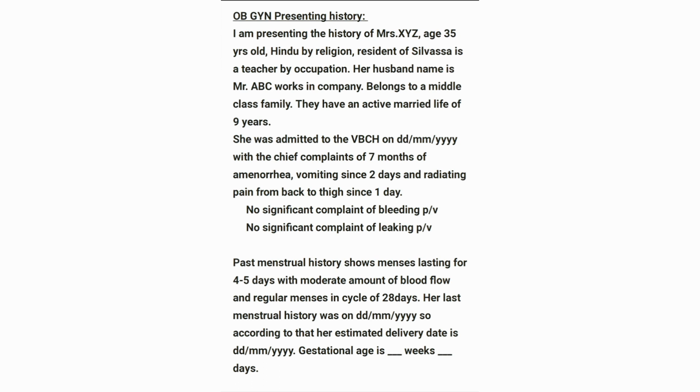No significant complaint of bleeding per vagina or leaking per vagina. The past menstrual history shows menses lasting 4 to 5 days with moderate amount of blood flow and regular menses in a cycle of 28 days. Her last menstrual period was on the following date, according to which we calculate her estimated delivery date, and we will mention her gestational age in weeks and days.